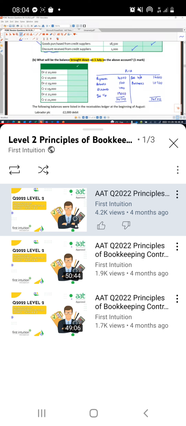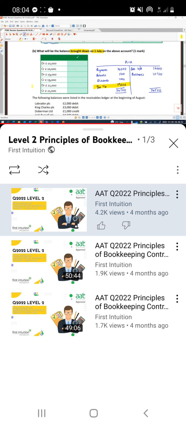And this is where you've got to be extra careful. That's the balance carried down. Not the balance brought down. But the question wants the brought down.